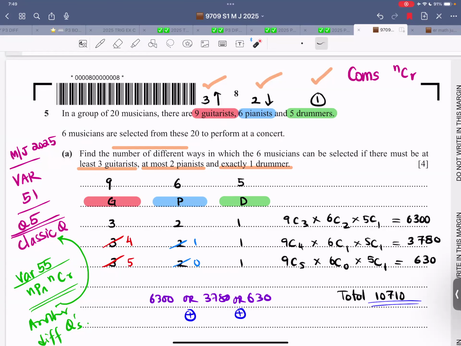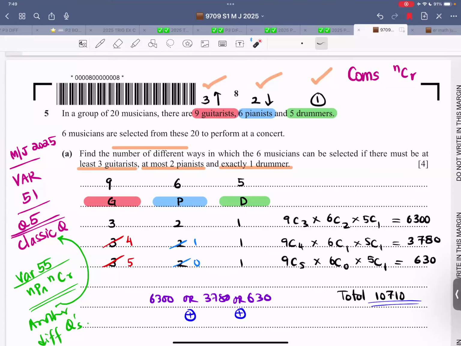Now, the very first thing that we need to do is decide that the drummer is 1, so this is kind of fixed. Don't worry about that. Now worry about the guitarists and the pianists. These two should add up to 5. At least 3, at most 2. That means 3 could become 4, 4 could become 5, 2 could become 1, 1 could become 0, because 3 plus 2 is 5, 4 plus 1 is 5, 5 plus 0 is 5, and the 1 is the 6th one. So you need to work very, very comfortably.